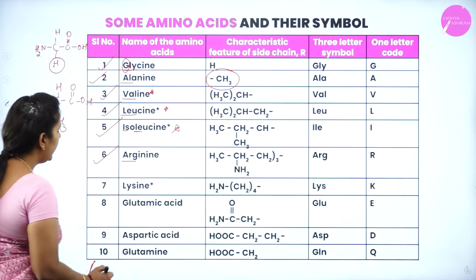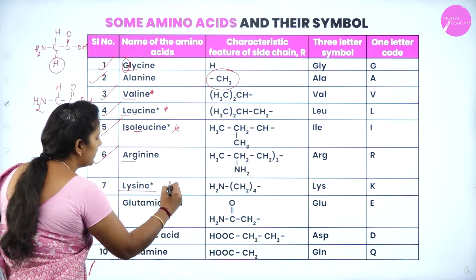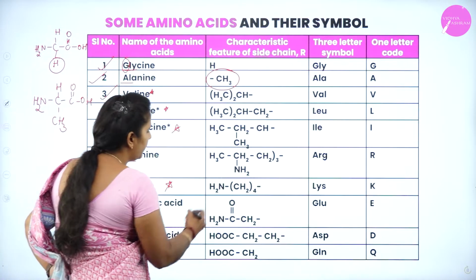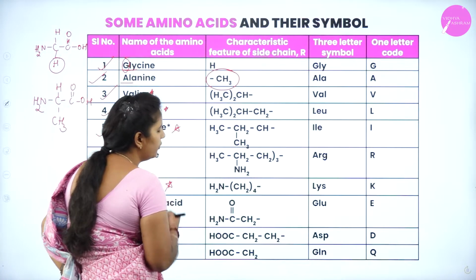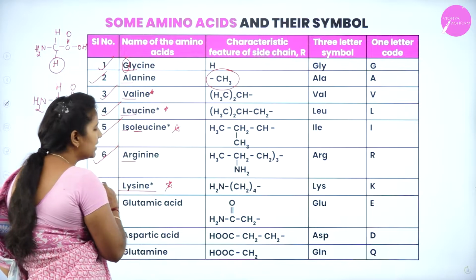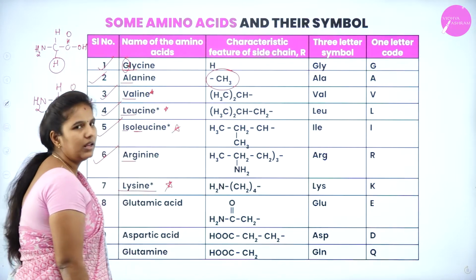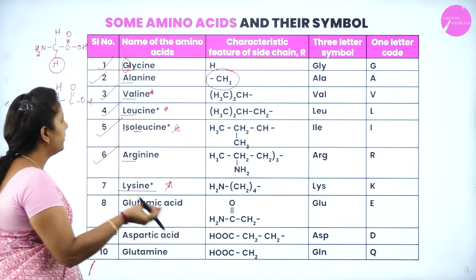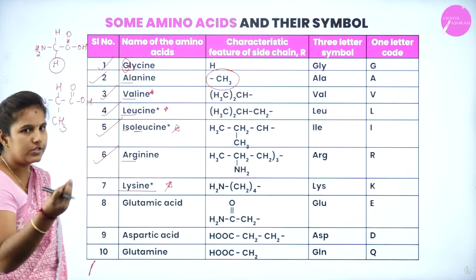Okay. Next is lysine. Again, this is another important amino acid. The variable group is NH2, CH2 4 times, and LYS is the 3-letter word, and capital K is used for lysine. We are not using L because L is already used for leucine.